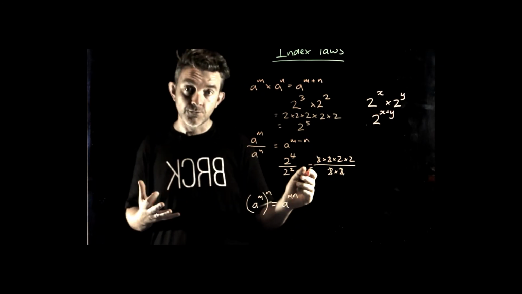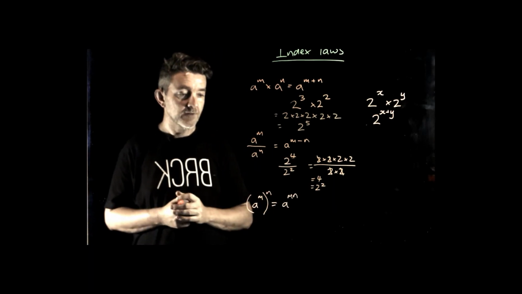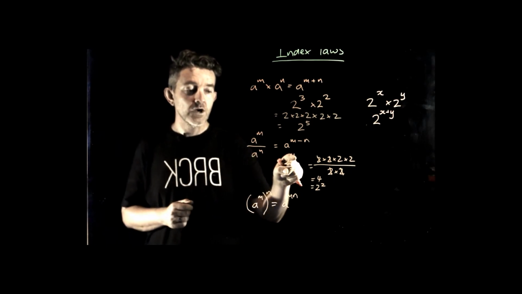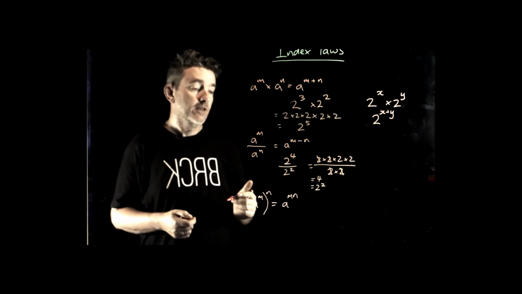So 2 times 2 is 4, which is the same as 2 squared. Okay? Which should be my answer. 2 to the power of 4 divided by 2 to the power of 2. 4 take 2 is 2. Okay? So it works out.